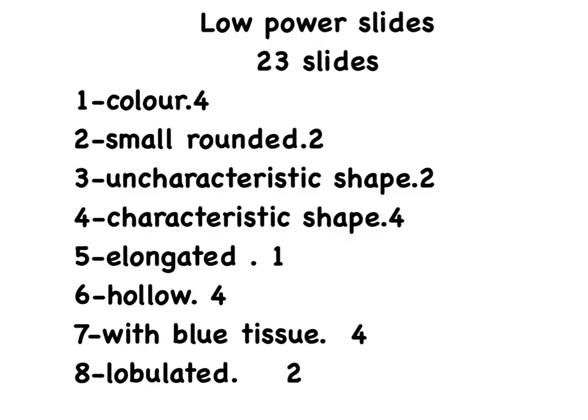As regards the low power slides, there are 23 slides for this year. They can be classified into 8 groups. First group characterized by their specific color, and this group includes 4 slides. Second group, small rounded structures, and this is formed of 2 slides. Third group, uncharacteristic shape, and this includes 2 slides. Fourth group, characteristic shape and 4 slides. Elongated, just 1 slide. Hollow, 4 slides. With blue tissue, 4 slides. Lobulated structures, 2 slides.